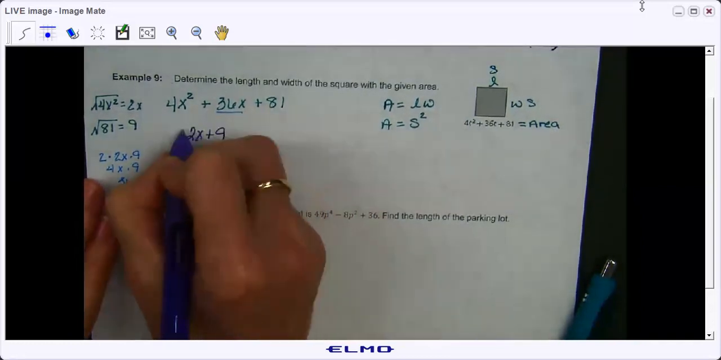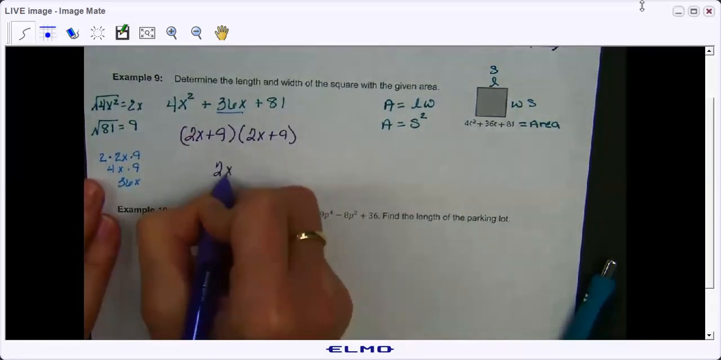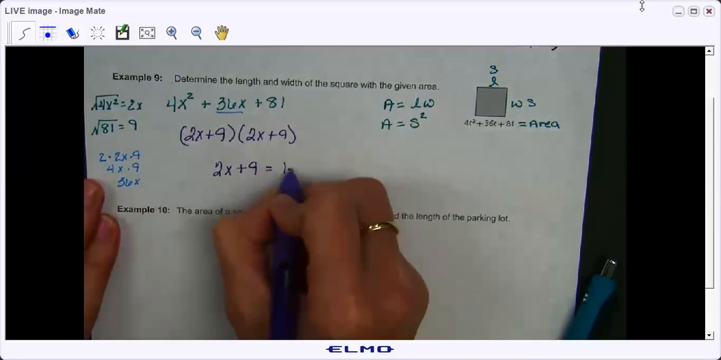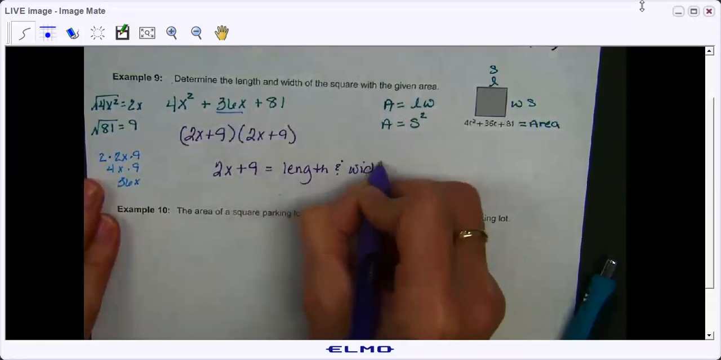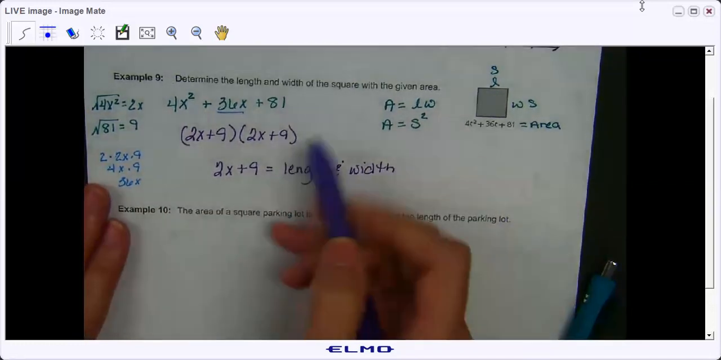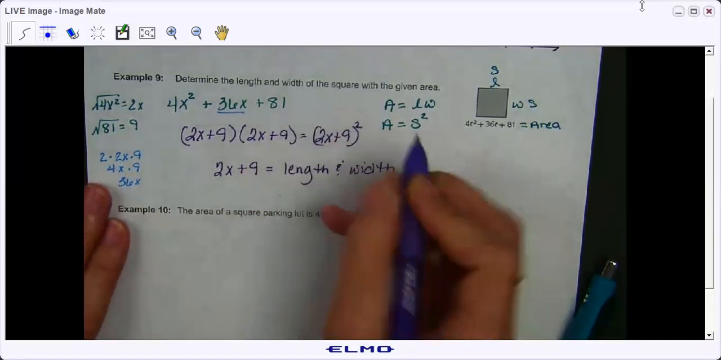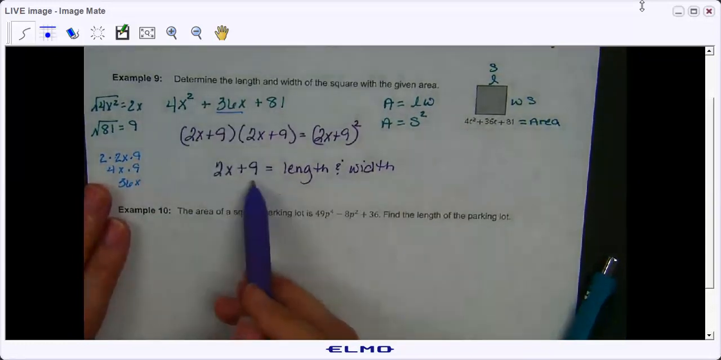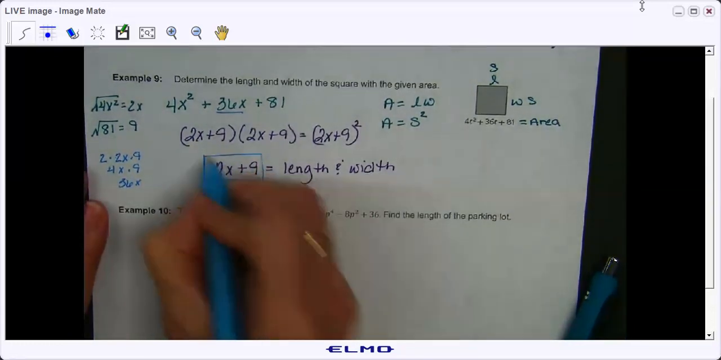So I would write my final answer as 2x plus 9 times 2x plus 9, or 2x plus 9 equals the length and the width. Okay. Now, normally we would write it as 2x plus 9 squared, but the question is asking to determine the length and the width. Well, the length is 2x plus 9 and the width is 2x plus 9. Okay. All right, let's look at this next one.